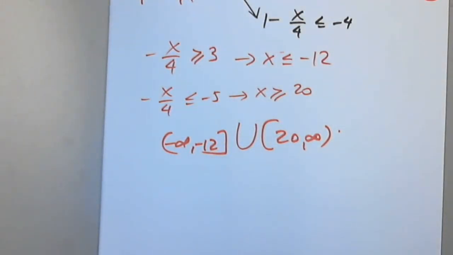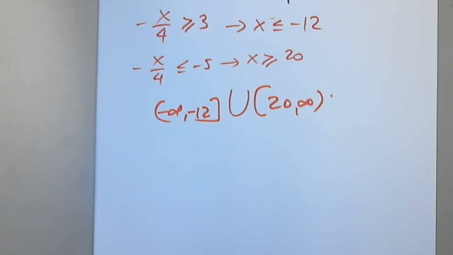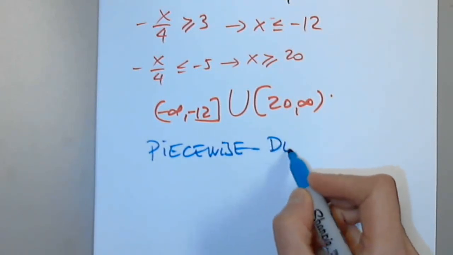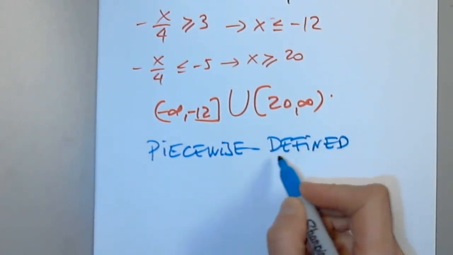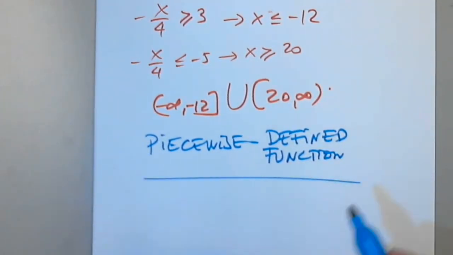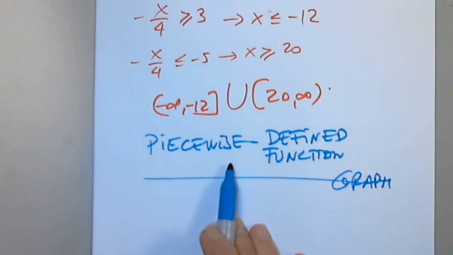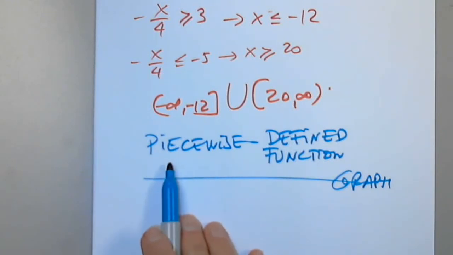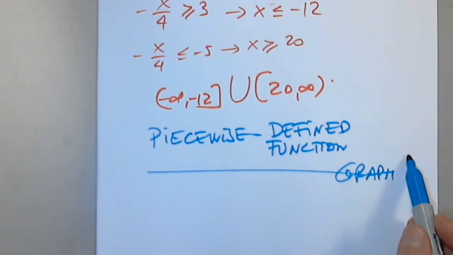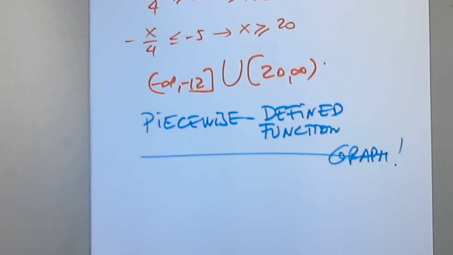I'd like to show one more piecewise defined function, because we only looked at one last time. Okay, ready? I'm going to make one up. Of course, we're asked to graph. Piecewise, defined in pieces. Piecewise defined function. And we're asked to graph it.